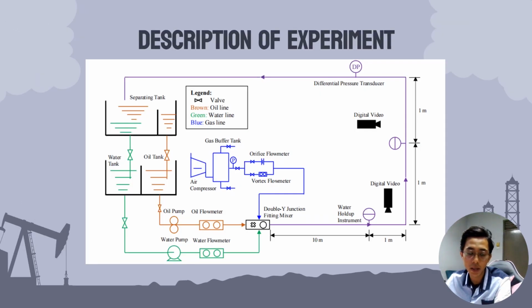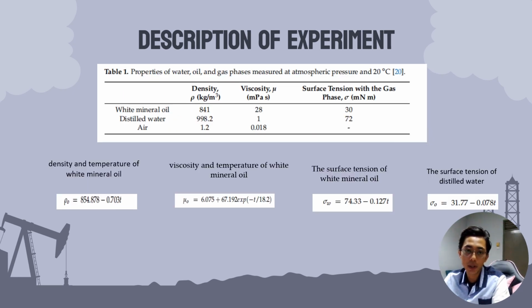This is the design of the experiment, the schematic diagram of the oil, water, gas three-phase flow loops, which consisted of a power system, a metering system, and a mixing line. All the experiments were conducted using white mineral oil, distilled water, and air. Yellow dye was added to the oil to differentiate it from water visually. These are the properties of the water, oil, and gas phases measured at atmospheric pressure and at a temperature of 20 degrees C.